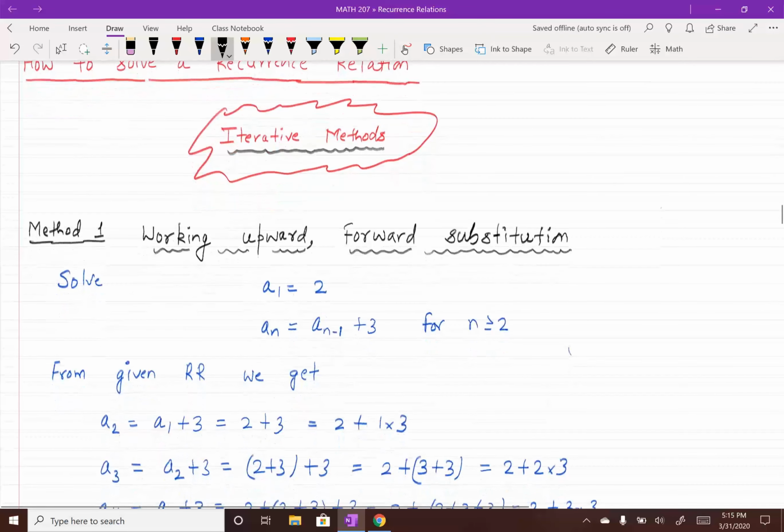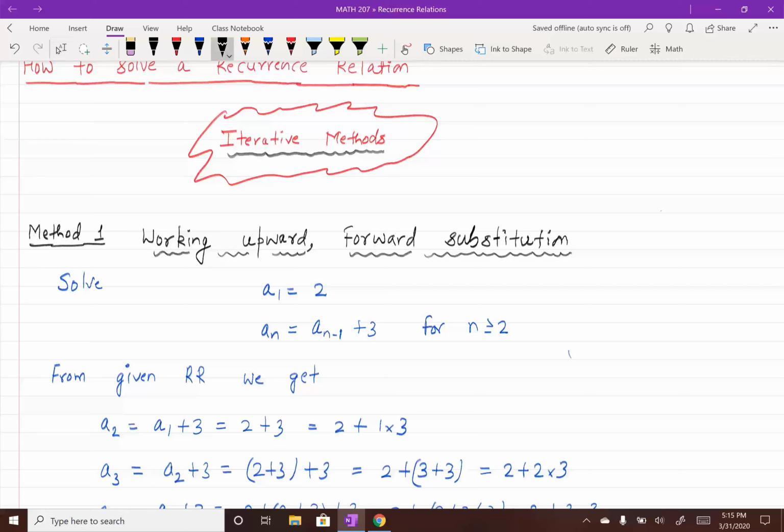Let's suppose you are trying to solve this example where the initial condition, the initial term a of 1, is defined as 2, and then you have a rule connecting the nth term with the n minus 1 term by this formula: a of n is equal to a of n minus 1 plus 3, where this relation holds for every value of n greater than or equal to 2.